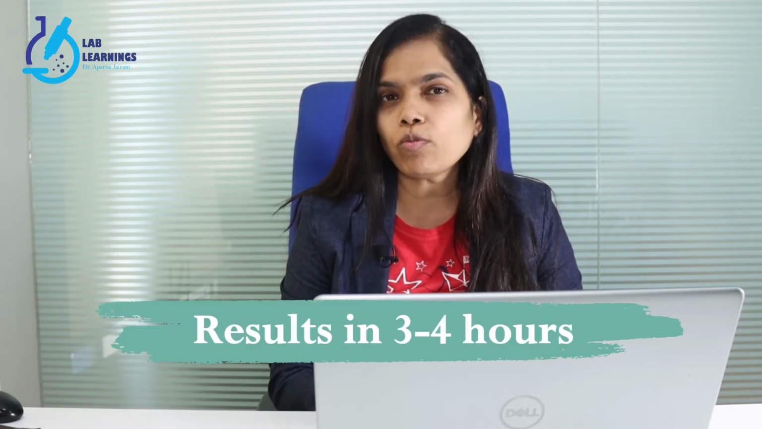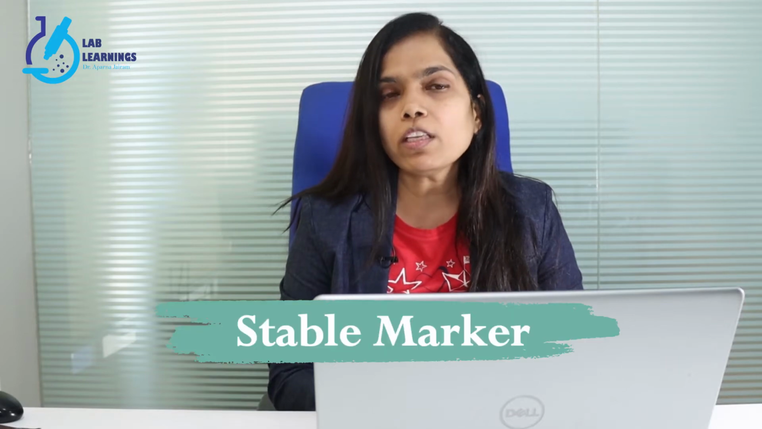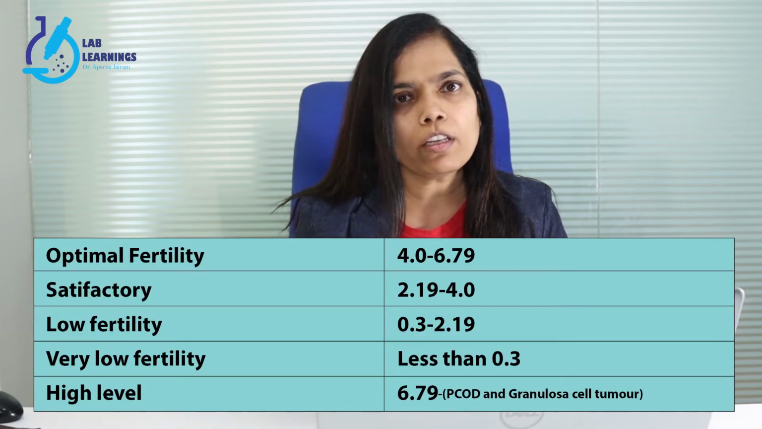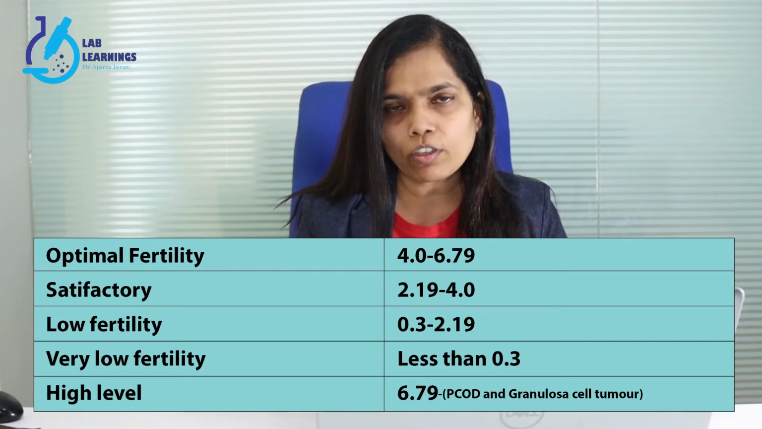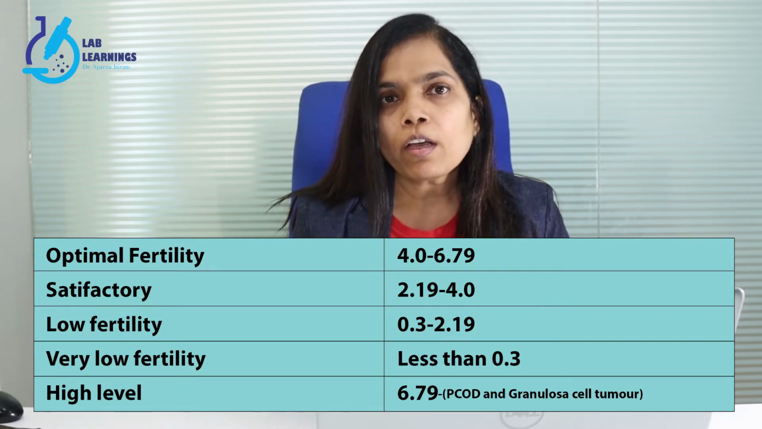So what is the take home for us in AMH? AMH is a wonderful assay. It's available on automated platforms. The results can be available in 3 to 4 hours. Very, very precise, does not vary with the cycle. Very stable marker. And once the clinician knows that the AMH is below a particular value, there are various reference ranges. You will see the reference range which we follow.